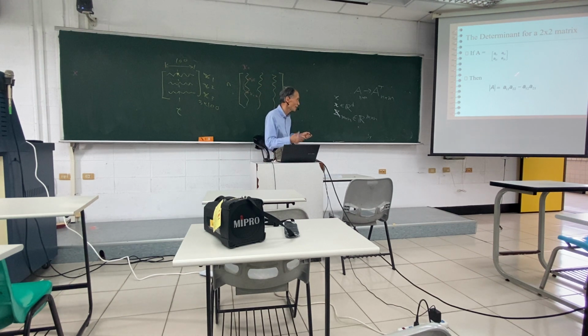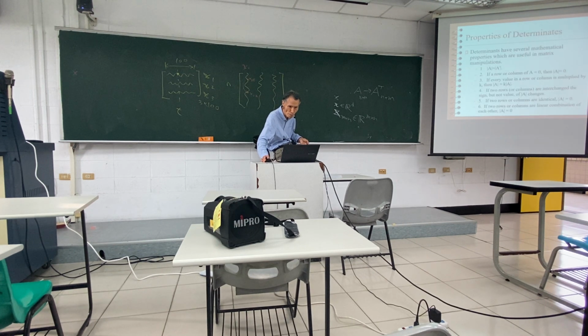This is actually a special case algorithm to calculate for 2 by 2. You just do the multiplication of the diagonal and subtract the other diagonal. But it's not true for 3 by 3 or anything larger than 2 by 2. It's a little bit complicated. But fortunately, you can just use scikit to find the determinant.